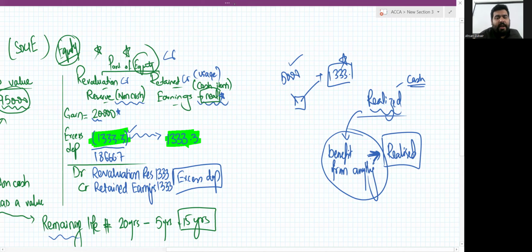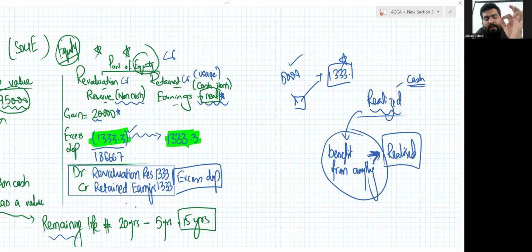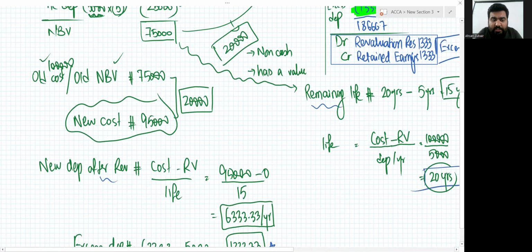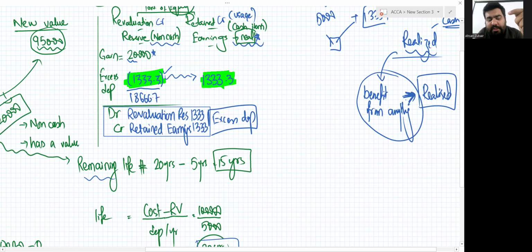So that is the entry. Actually, I have told this whole story step by step, but you just have to learn it. You have to understand the concept that excess depreciation goes from revaluation reserve to retained earnings. Just learn the entry: debit revaluation reserve, credit retained earnings, and be aware of the calculations as well. First calculate the revaluation reserve and then make the entry: debit revaluation reserve, credit retained earnings.